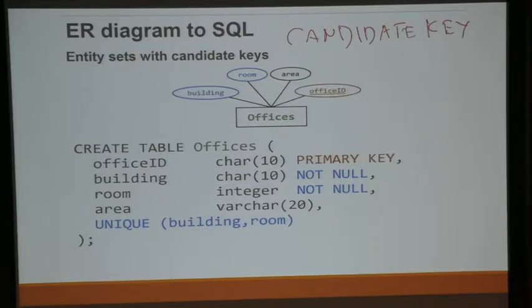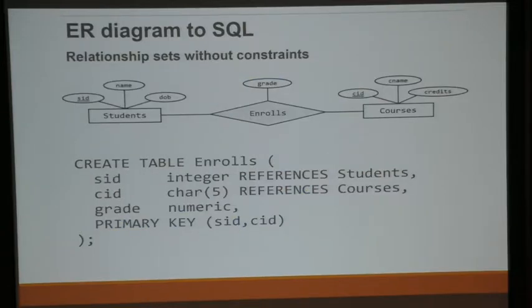Okay, so that's basically entity sets. So what about relationship sets? Okay, so we start with the simplest one, no constraints at all. Then the simplest way to actually create this is basically a table by itself.